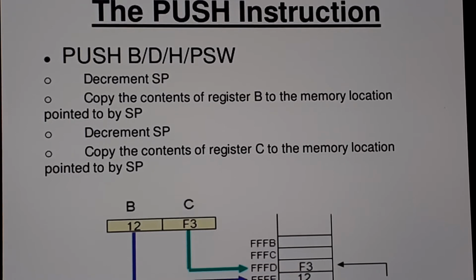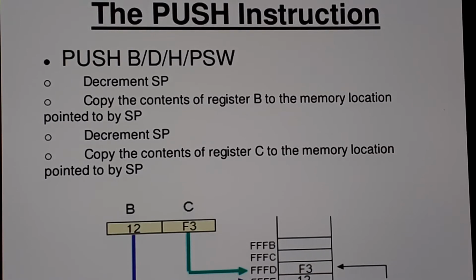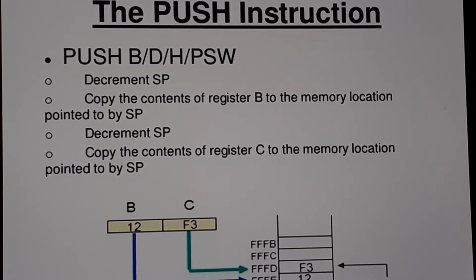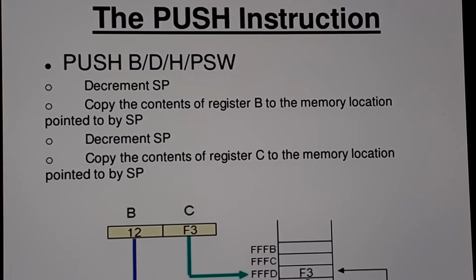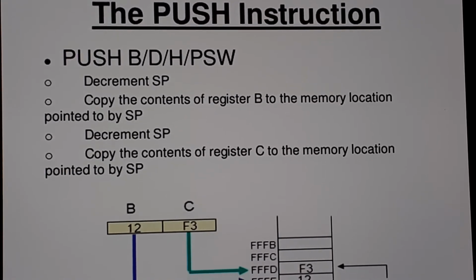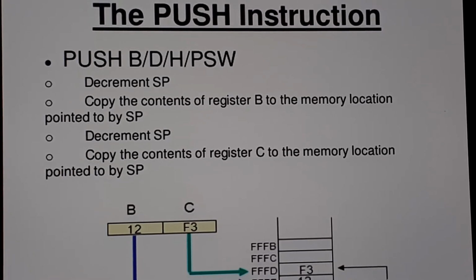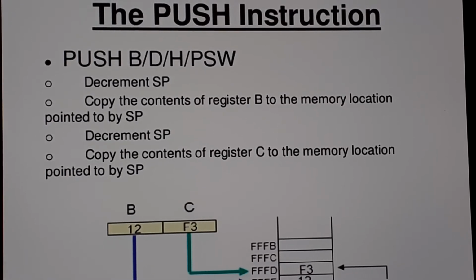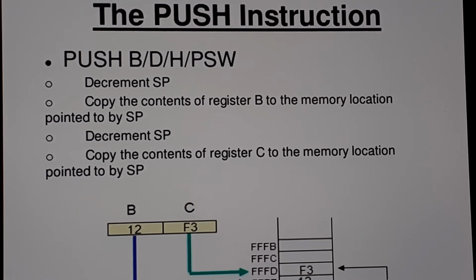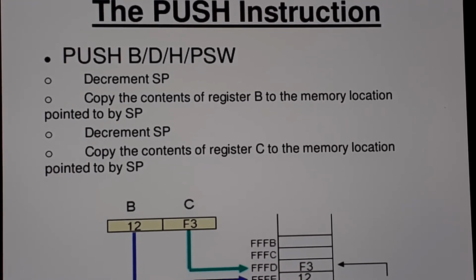So the number one instruction in this group is the PUSH instruction. Push the register pair, or you can also say push the accumulator and the flag register. The instruction which you can see here is PUSH B/D/H, which is nothing but the register pair. B means BC pair, or DE pair, or HL pair, or PSW, which stands for the flag register. PSW is nothing but program status word, which is the flag register itself.